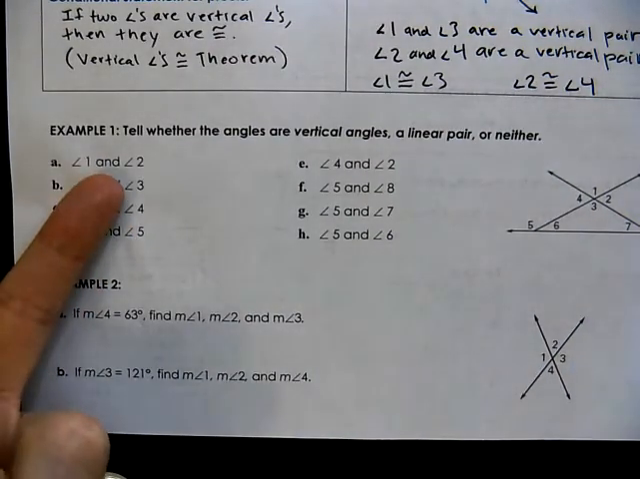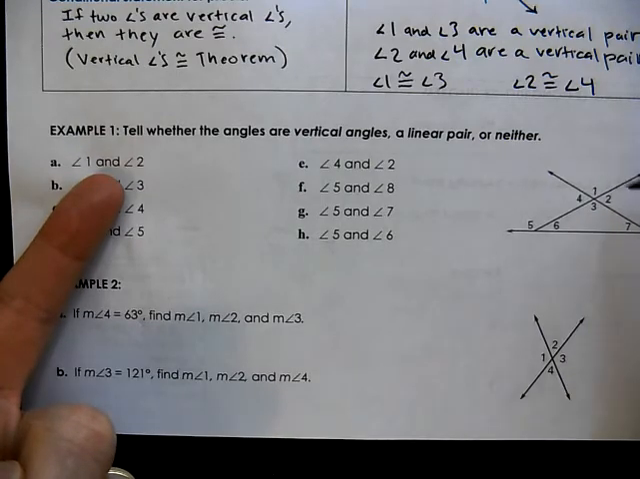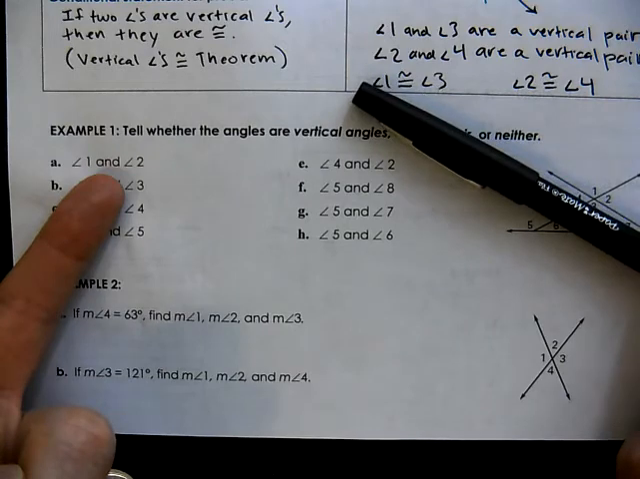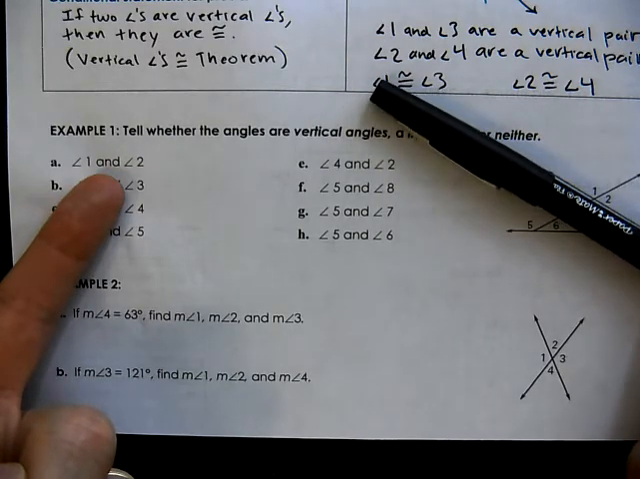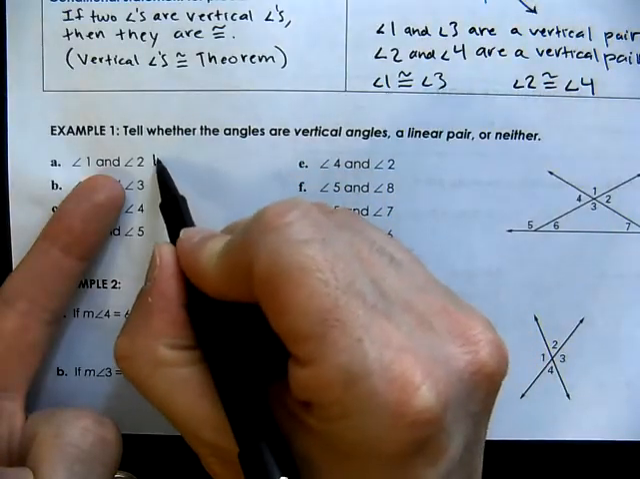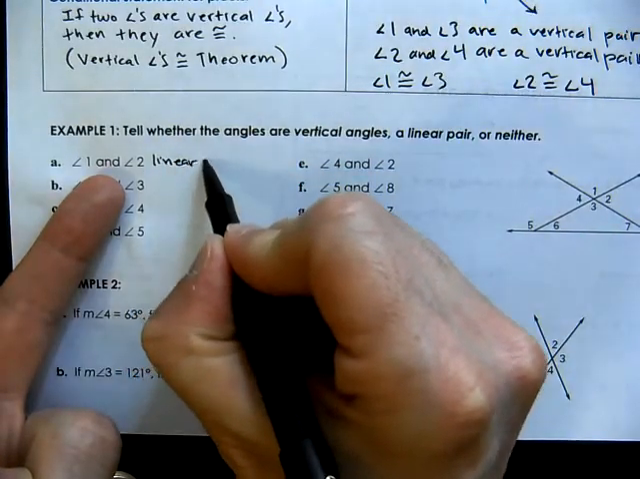Let's look at angles 1 and 2. Notice that they are adjacent to each other. And if you put your pencil down right there, you can see that they do form a straight line. So angles 1 and 2 have their sides pointing in opposite directions. It forms a straight line, in other words. And so we do have a linear pair.